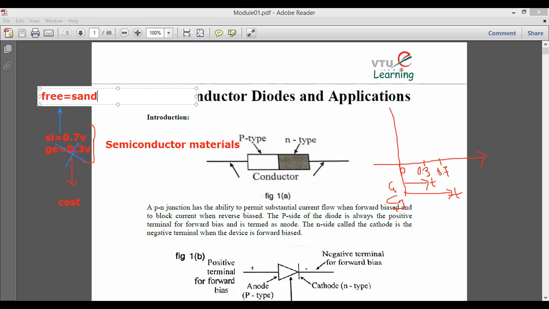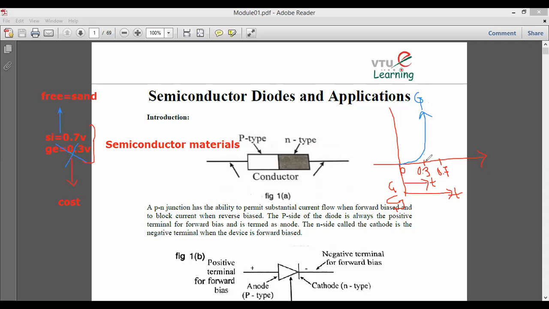So just take out that particular sand and process it, filter out the unnecessary particles from the sand, then you will have the silicon. And the silicon has a threshold value of 0.7. What I mean by this is, when I start to make use of this particular material, if I use germanium, the characteristic curve of germanium will start at 0.3.